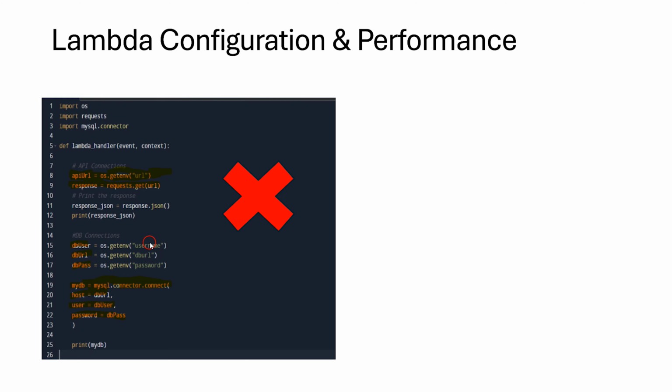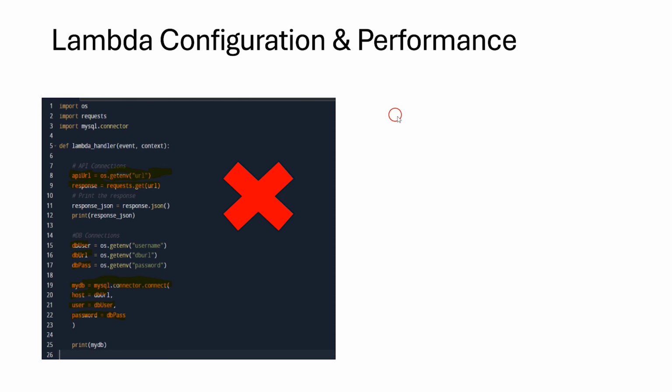For example, here I'm fetching the user and URL from the environment variables, and I'm creating a MyDB instance, that is the DB connection, into this MyDB instance. But this handler will be executed for every invocation of the same Lambda. If I invoke it five times, this code will be executed five times. For example, this API call may take 5 minutes, so our code needs to wait 5 minutes for the first invocation, 5 minutes for the second invocation, and 5 minutes for the third invocation. The same applies to the DB connections.